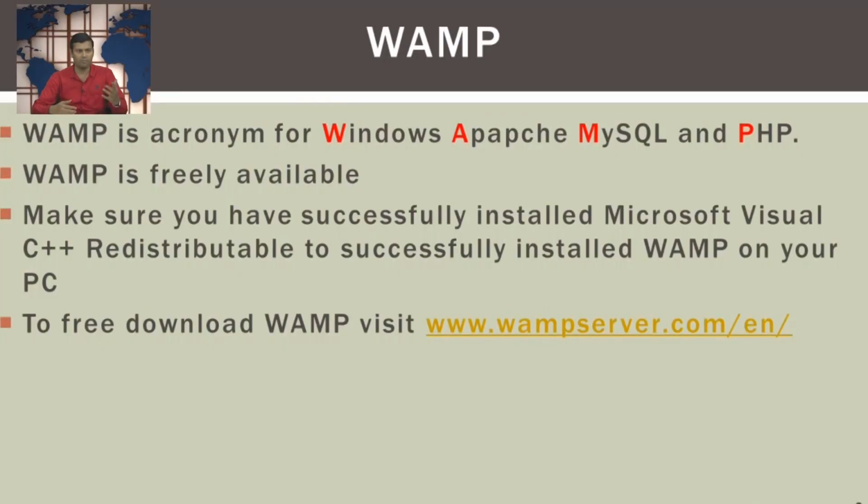Wamp is a web server which consists of W for the Windows operating system, A for the Apache web server, M for the MySQL database and P for PHP. Let me give you an idea. It is an acronym where W stands for Windows, A for Apache server, Apache is a web server, MySQL is an RDBMS, meaning relational database management system, and PHP is a server side scripting language. Wamp is freely available. You can easily download it through the internet, install it on your PC and run PHP using Wamp.